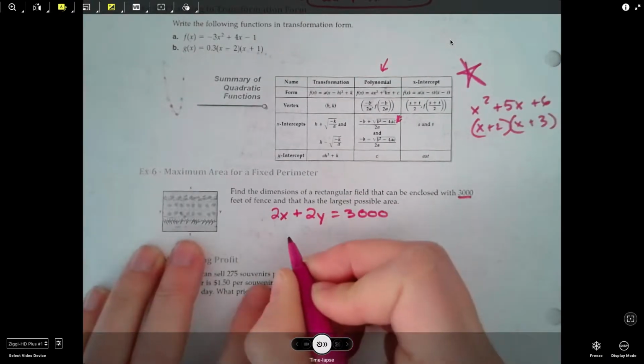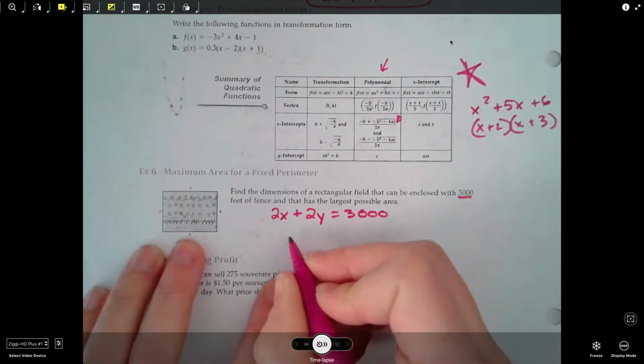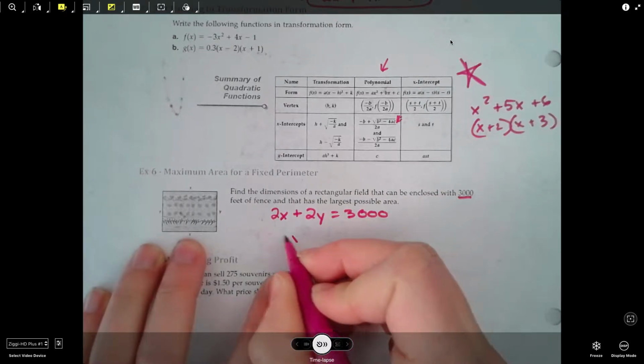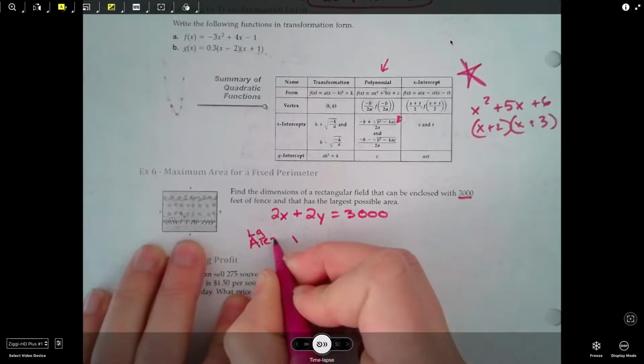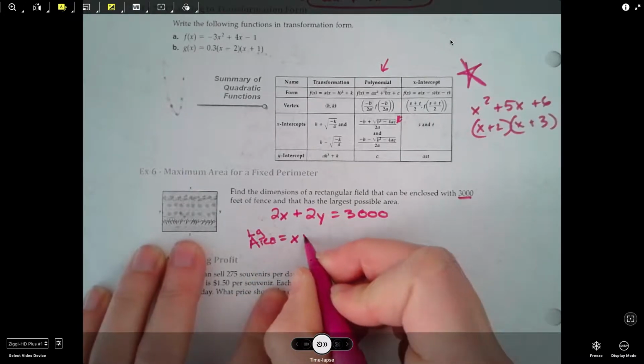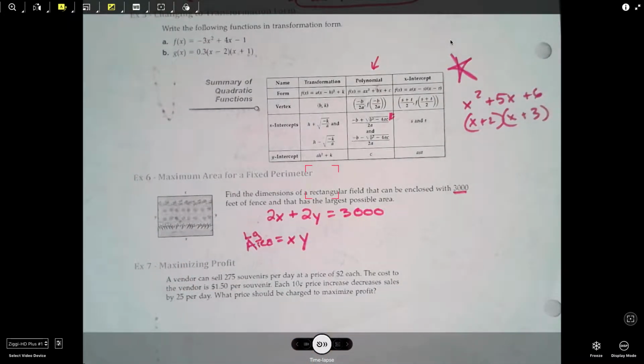Okay. Now we're going to use the equation for area. They want the largest possible area. So I'm going to say large area equals x times y, basically, is what we have going on there. Large area equals x times y. Okay, now what?